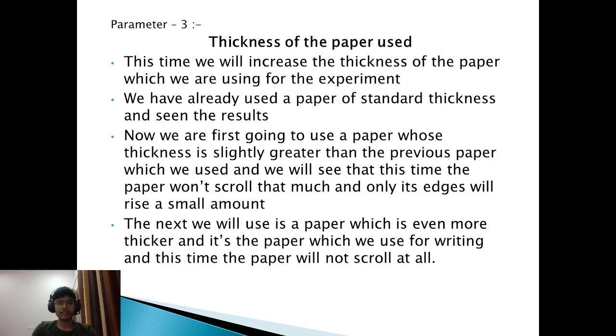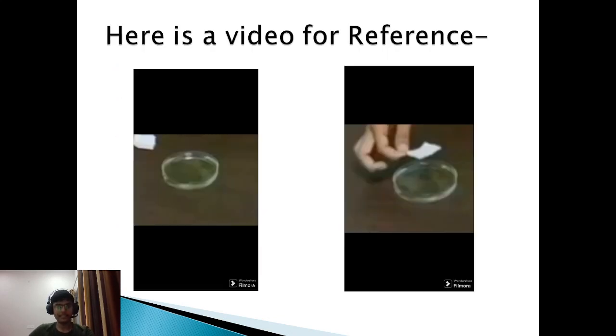So the third parameter we are going to vary is the thickness of the paper we are using for the experiment. This time we are increasing the thickness of the paper. We have already used this paper of standard thickness, and we will keep the other two parameters the same in this case. First of all, we will use a paper whose thickness is slightly greater than the standard paper, and we will see that it will scroll slightly slower, and I can show you the video also. Here is the paper which is of slightly greater thickness than the earlier paper.